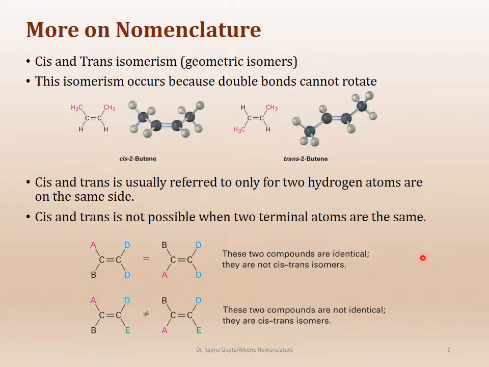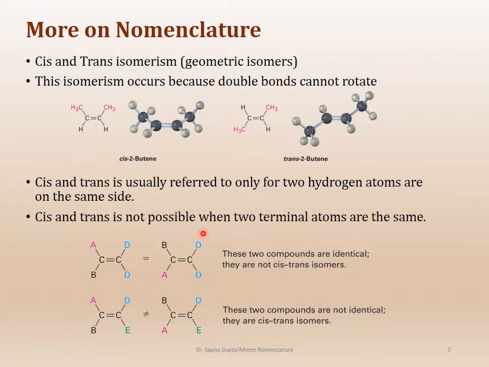One thing to keep in mind is the cis and trans isomerism is only for hydrogen atoms. You don't refer to it when you don't have hydrogen atoms. So for example, if I had CH3 groups and ethyl groups over here, I would not call it cis and trans. Okay, then there is a different nomenclature for that. So cis and trans is limited only to hydrogens.